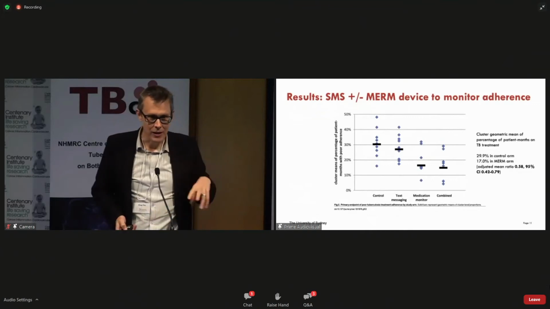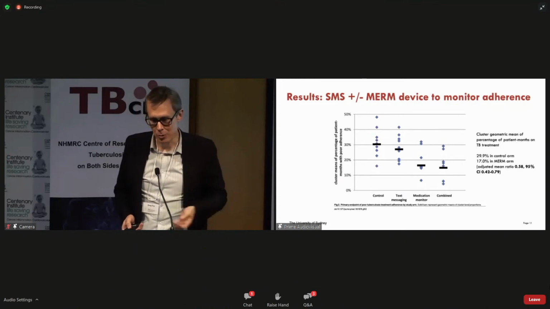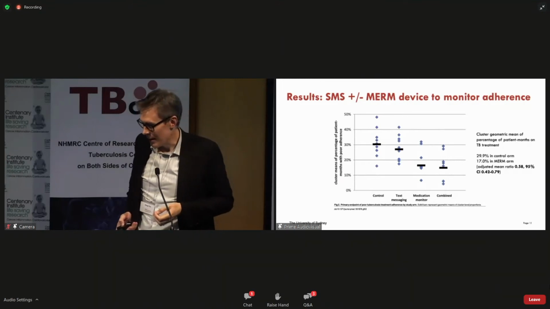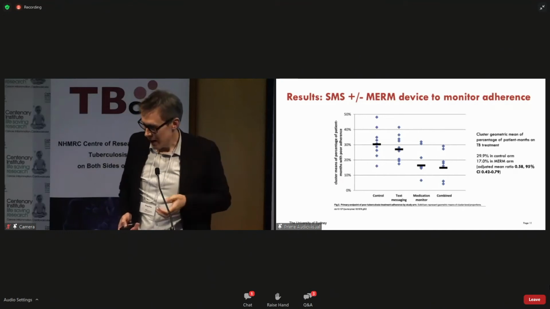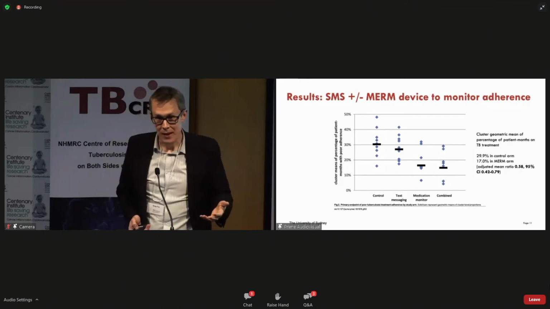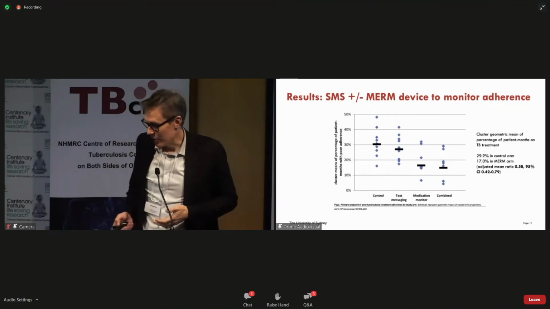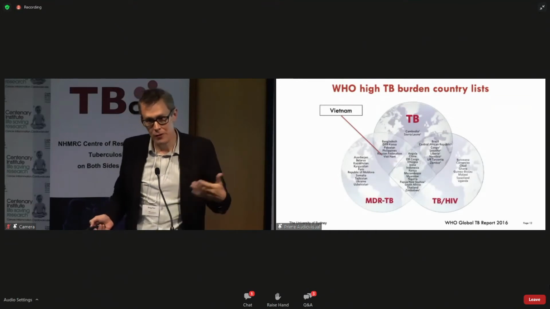Now, the study in China found that there was no significant benefit from text messaging to support patients, but there was a substantial reduction, about a 40% reduction, in poor adherence with using these medication monitors. And that was a large cluster randomised trial. So what we essentially sought to do was to say, well, does this work in Vietnam?